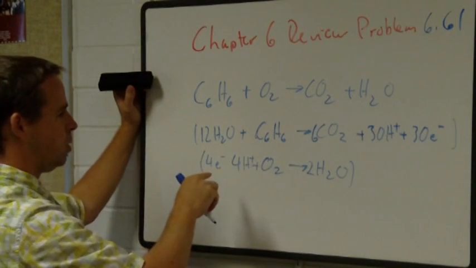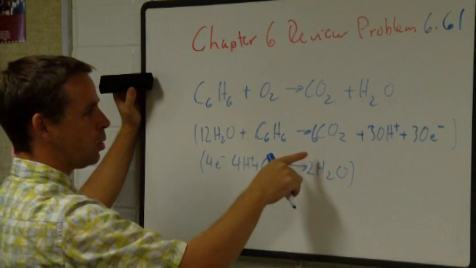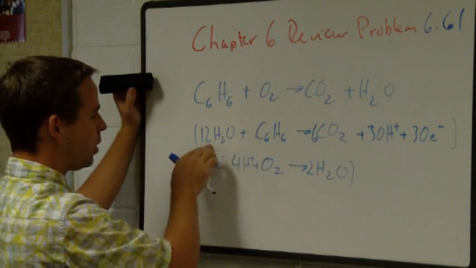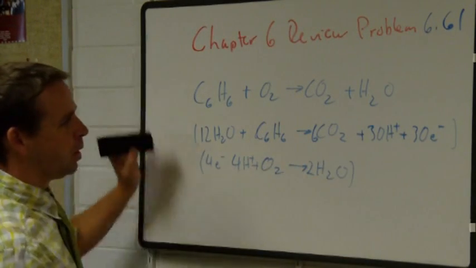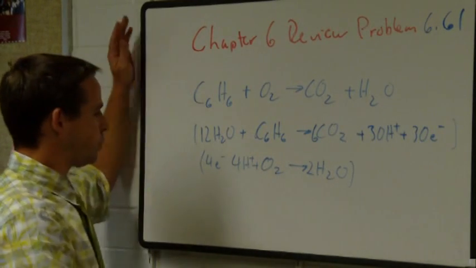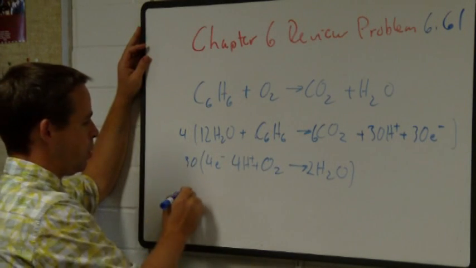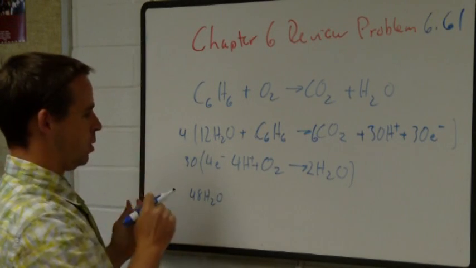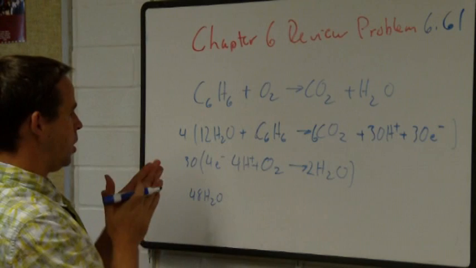Did we do this right? Make sure we did this right. 6, 6, 24, plus 6. 6 times 2, 12 times 2 is 24. 5, 6, 7, 8, 9, 30. 30. Okay, so if we multiply this by 30 and this by 4, 4 times 12 is 48 waters. And we see, okay, yeah, 48 waters. What else do we got?